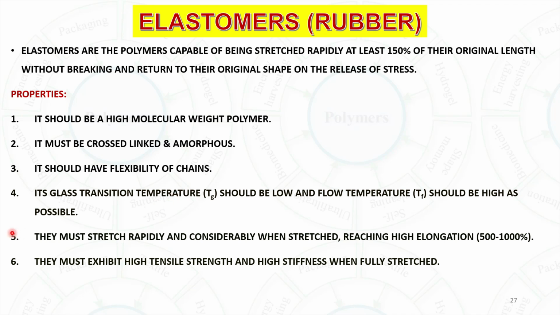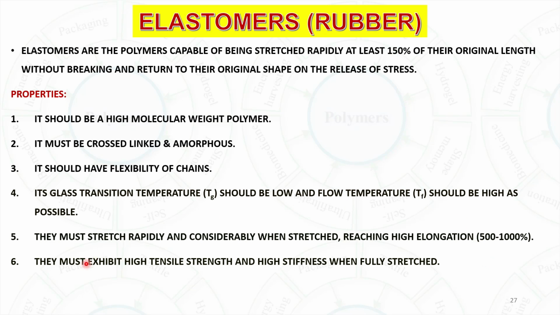And then point number 5: your elastomers must stretch rapidly and considerably when stretched, reaching high elongation up to 500 to 1000%. This much elongation must be there. So see, there should be no confusion between the elongation and your stretching. You're capable of stretching rapidly up to 150%, which gives the elongation of 500 to 1000%. So these two things are different.